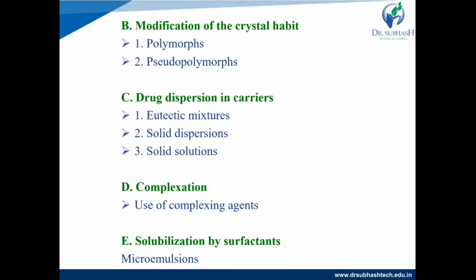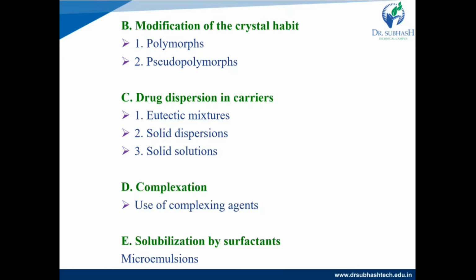One by one we have to see what eutectic mixtures are and how they can improve solubility. A eutectic mixture is a mixture of two or more chemical compounds at a composition that has the lowest melting point. It is prepared by the fusion method, and when the eutectic mixture is exposed to water, the soluble carrier dissolves, leaving the drug in a microcrystalline state, which solubilizes rapidly. The second approach is solid dispersion.